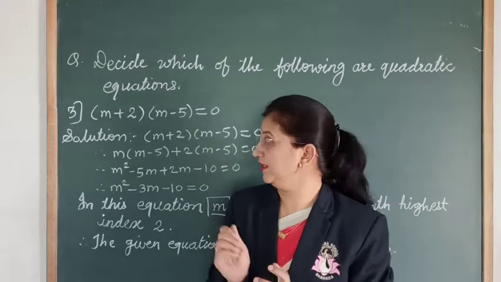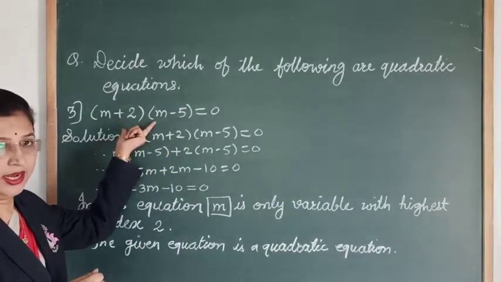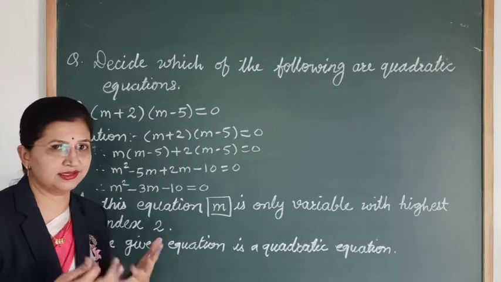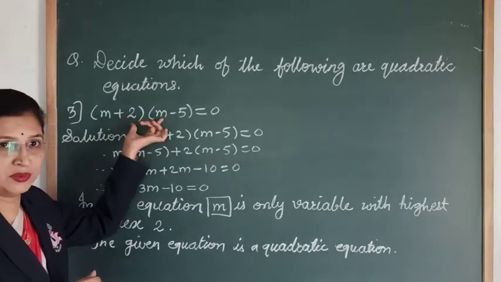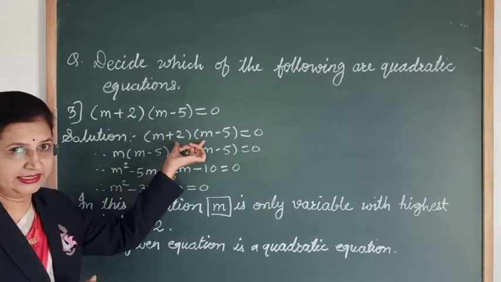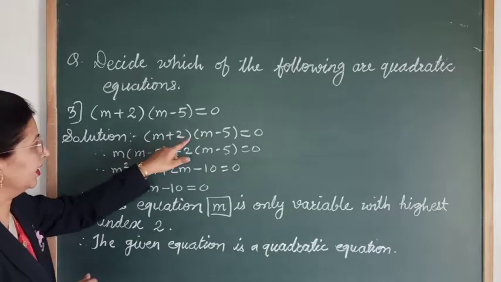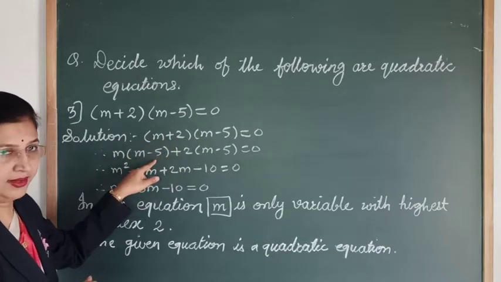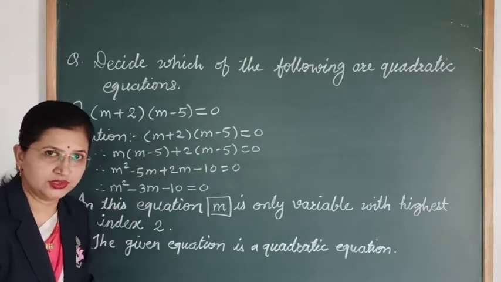Now dear students, in this equation, we are given with the two brackets. Okay, and we have to identify whether this is a quadratic equation or not. So for that, first of all, we have to remove these brackets. Okay, so these both the brackets are multiplying to each other. Okay, so let's multiply this. So m into m minus 5 plus 2 into m minus 5 is equal to 0.